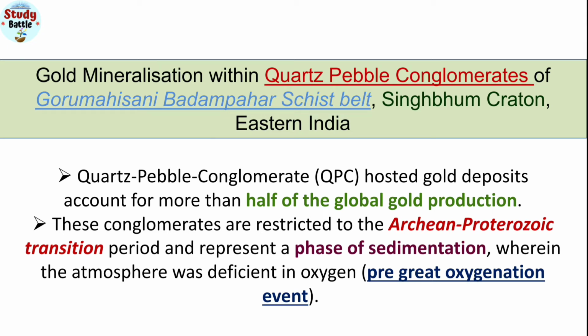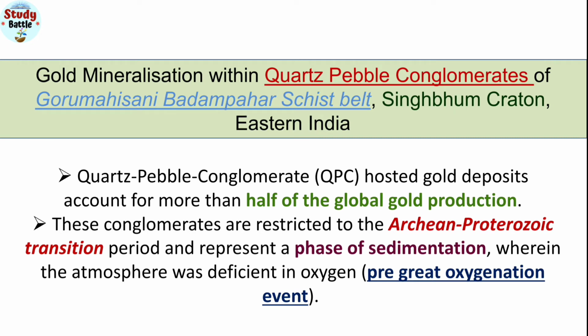But gold mineralization has been investigated in the QPC of the Singhbhum Craton, and gold deposits have also been investigated in some other parts. So QPC conglomerate-hosted gold deposits account for more than half of the global gold production. This is a very important point for you to understand: half of global gold production is associated with this very important rock known as QPC.